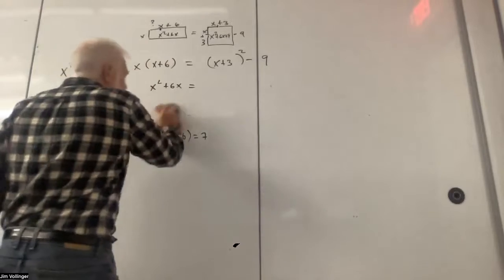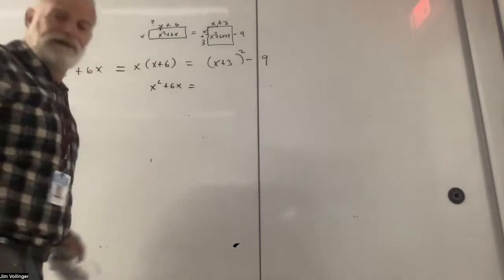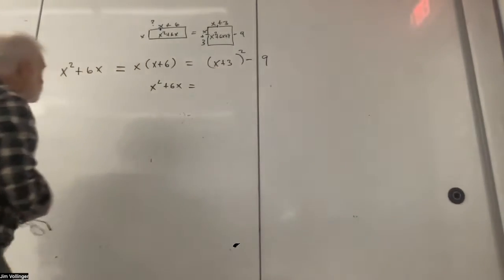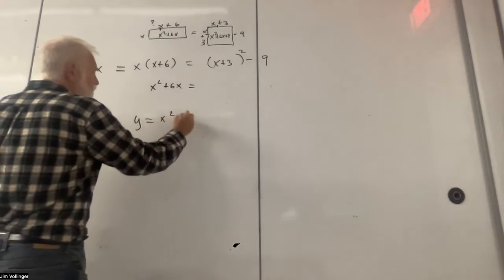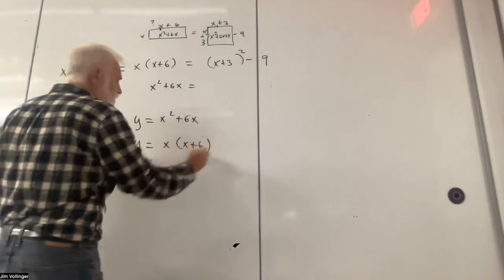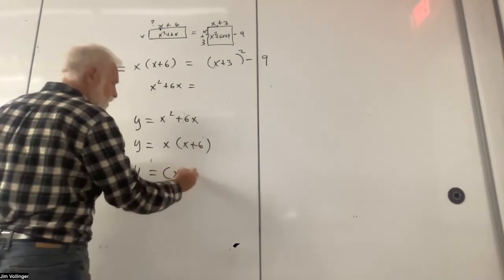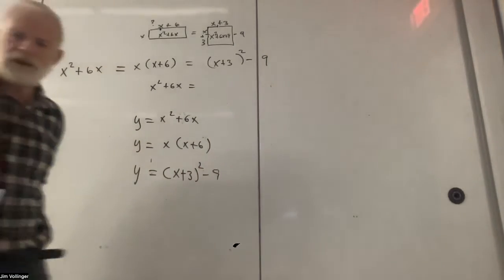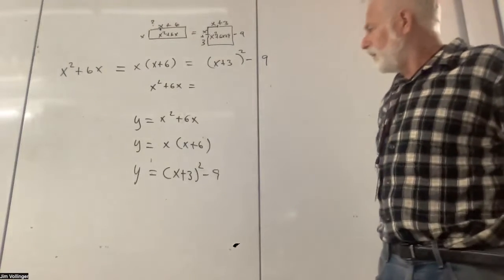We're at being able to rename, and that's a graphing form. Okay, so we're going to look at this. This is the same. Y equals x squared plus 6x. Y equals x times x plus 6. And y equals x plus 3 squared minus 9. All three of those produce the same table values. Written differently. Same calculation written differently.